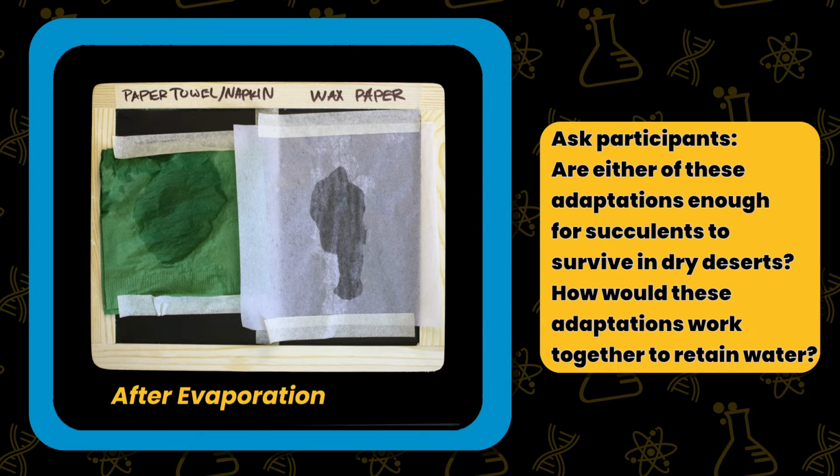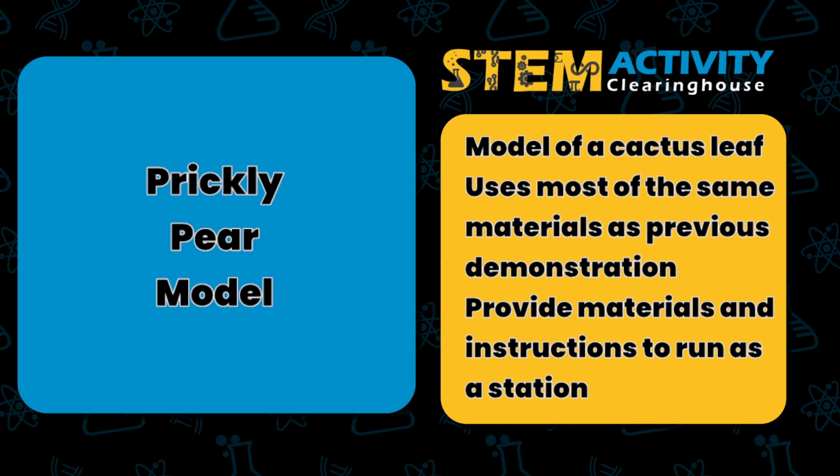Let's move on to the next activity included in Adaptation: A Way of Life, the prickly pear model. This is a model of a typical cactus leaf that uses most of the same materials as the previous demonstration. You can provide materials and the instructions from the PDF copy of the Facilitation guide to run this as a station.